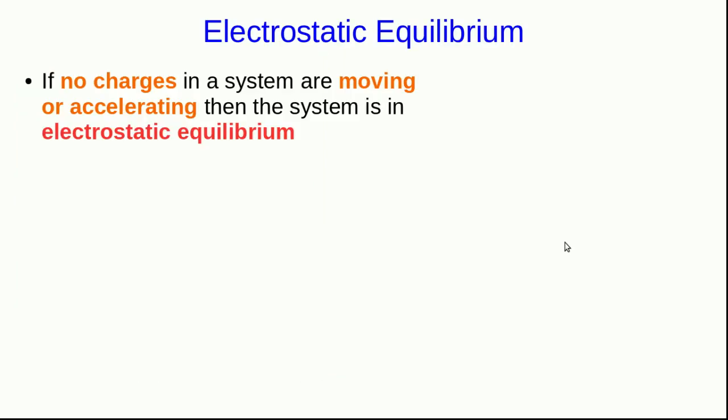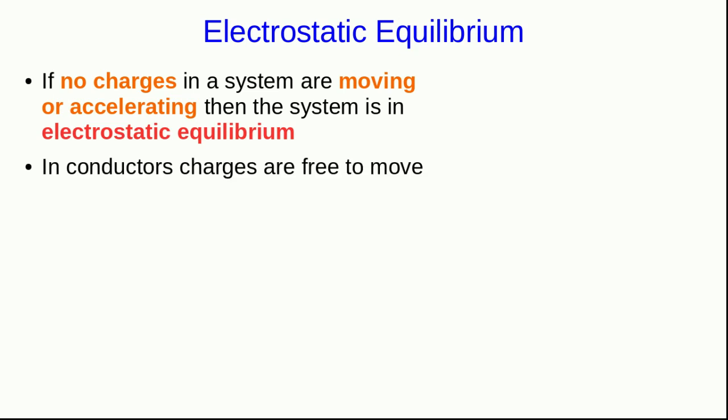By now you've come across the term equilibrium in quite a few different contexts. In Phys 1104, we talked about static equilibrium and dynamic equilibrium, and in your chemistry courses, no doubt you've talked about chemical equilibrium. Equilibrium always refers to a situation where nothing is changing. And so electrostatic equilibrium refers to a situation where a system of charges is such that none of the charges are moving or accelerating. In particular, we're going to be interested in conductors in electrostatic equilibrium.